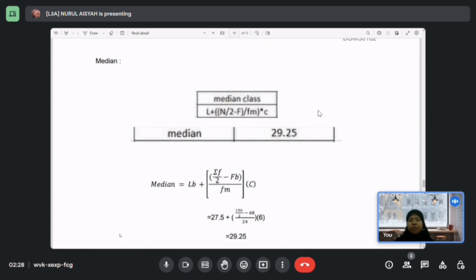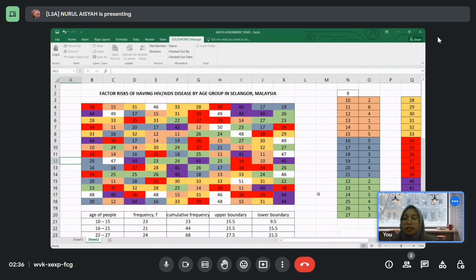Last one is median. The formula for median is lower boundary plus total frequency over 2 minus the cumulative frequency before, but this one we have to divide again with FM, which is the frequency of the median class, and multiply with the class size. So the answer would be like 29.25. Thank you.